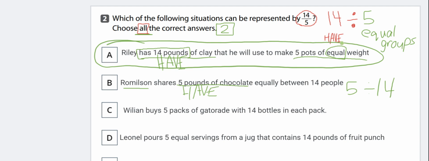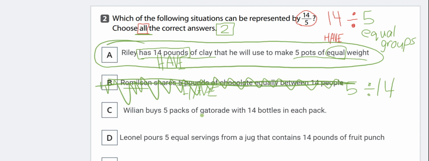In my problem, I want to have 14. Do these match? No, they switch the order. So I know for this question, it is not correct because I want to have 14. And in this one, Romilson has 5. So I'm going to cross this one out because I know that this is an incorrect answer. Let's take a look at C.